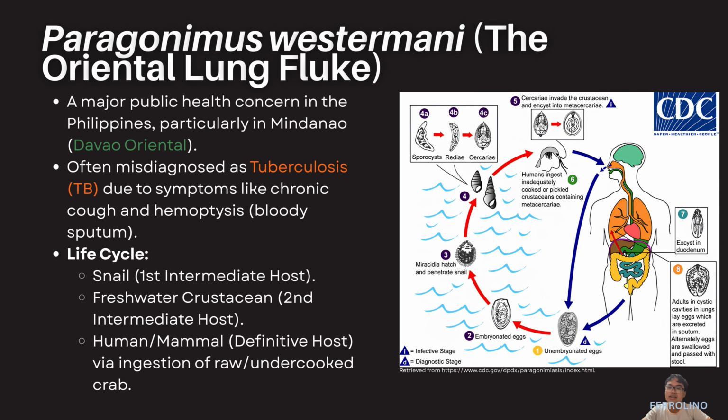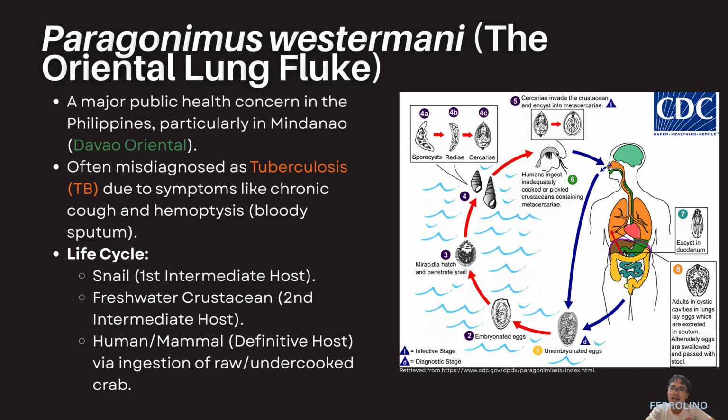Paragonimus westermani is the primary causative agent of human paragonimiasis, which is a pulmonary distomiasis. In the Philippines, the Department of Health recognizes 12 endemic provinces. Data cited in the Ricarte study indicates a reported prevalence of 6.6% in Davao Oriental.